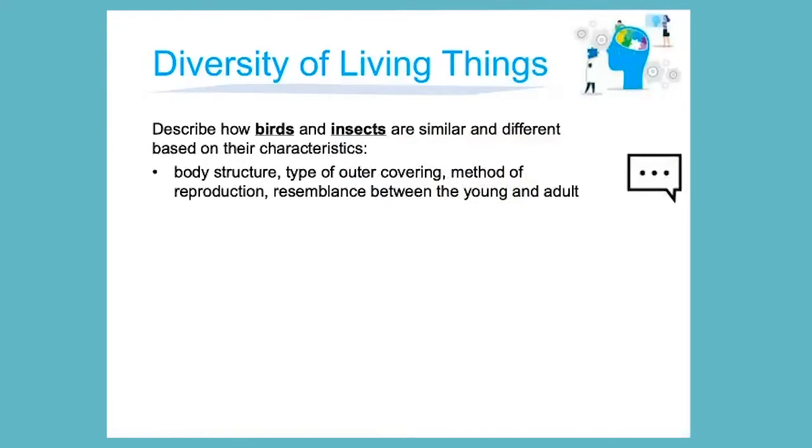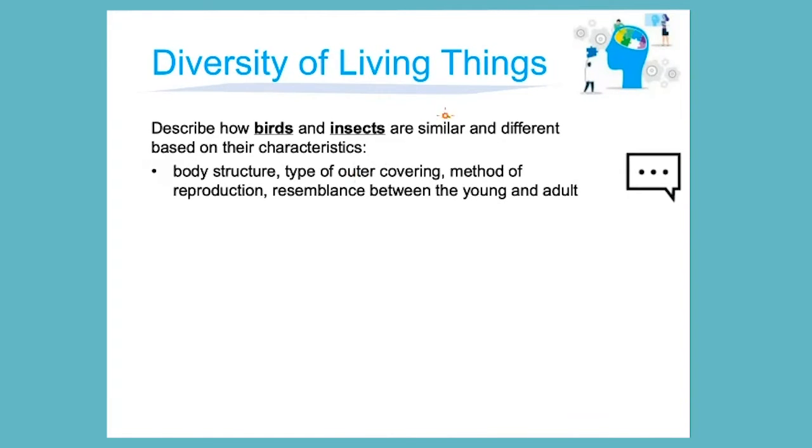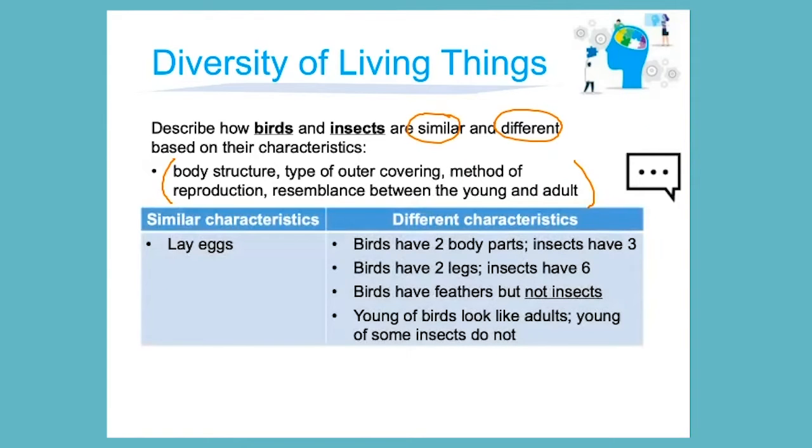So, first question. Describe how birds and insects are similar and different based on their characteristics. They want similarities, they want differences specific to these areas, right? So if you answer specific to the question, part by part, we shouldn't go wrong, right? So based on this, the only thing that is similar between both birds and insects is their reproduction. Both of them will lay eggs. But in terms of differences, birds have 2 body parts, insects have 3.